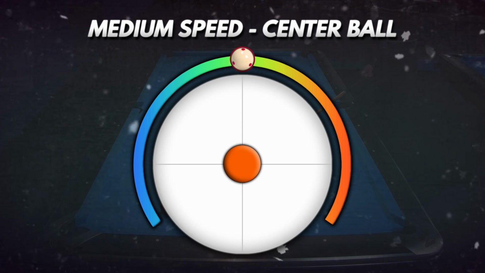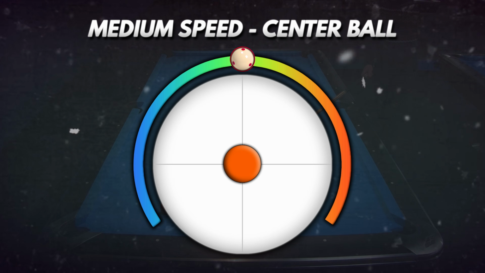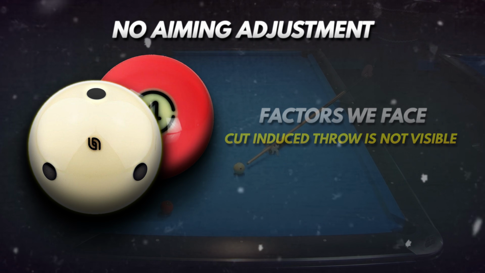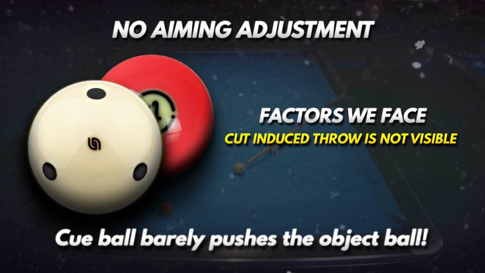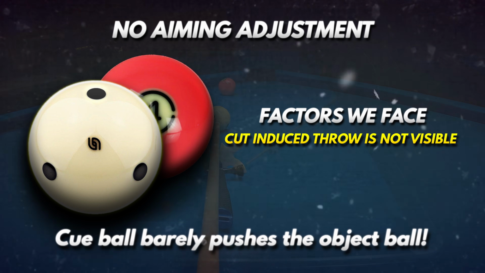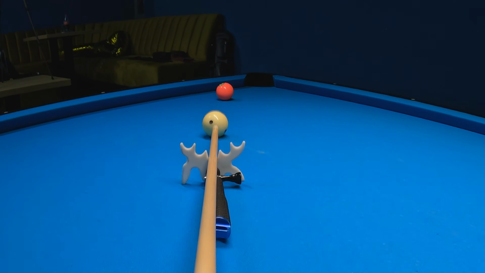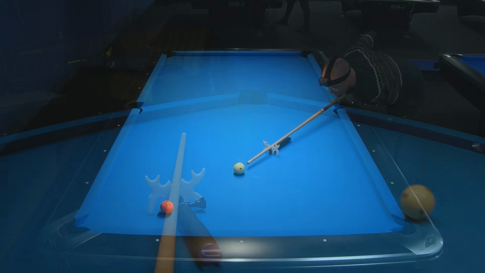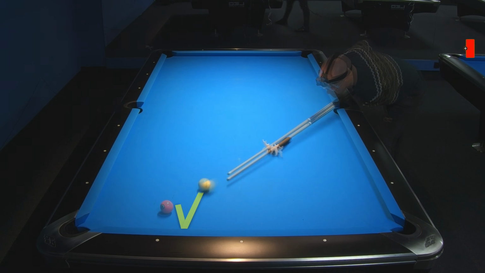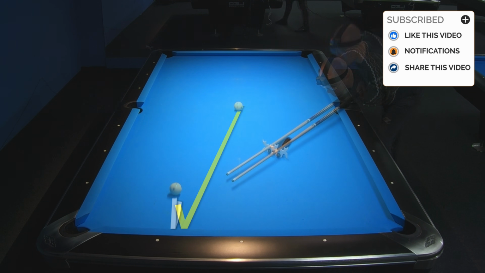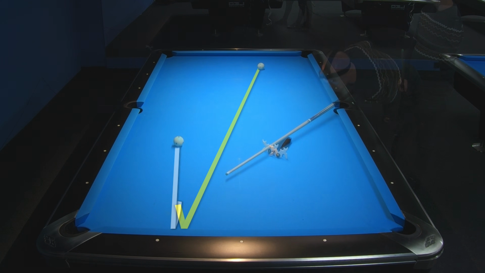But let's see what will happen if we increase speed of the shot to 50%. And this time we don't need to adjust aiming, because cut-induced throw is gone due to increased speed. And we can clearly see that the cue ball bounces off the short rail with a different angle than before, and this happened because we increased speed and the cue ball follows the tangent line of this shot.